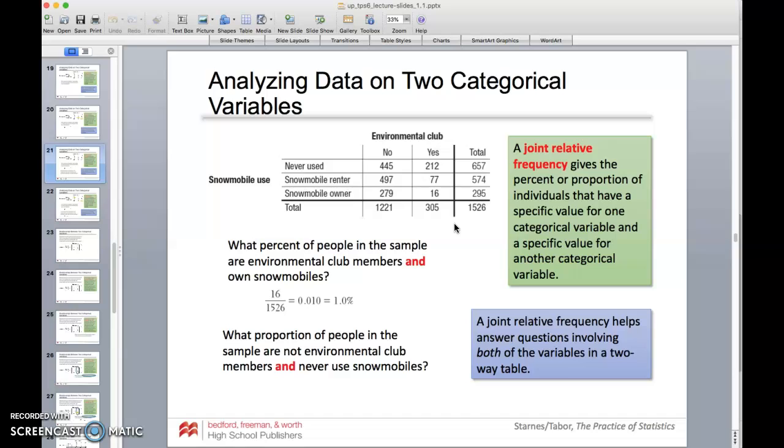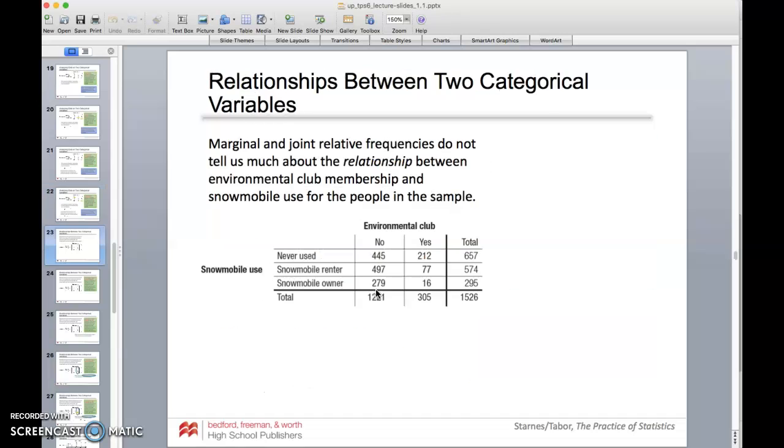All right, how about another one here? What proportion of people in the sample are not environmental club and never use snowmobile? Okay, so let's see if we highlight that correctly here. All right, let's see the next thing that we have. Yeah, it's the 445 out of the 1526. So as we look at that, that's 0.292, or about 29.2%, is what we have.